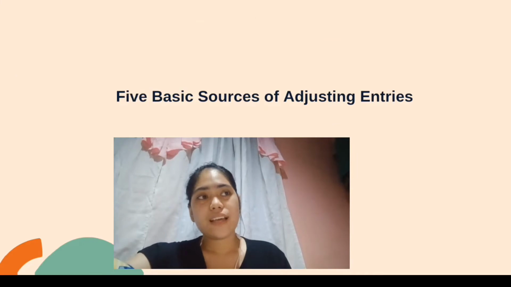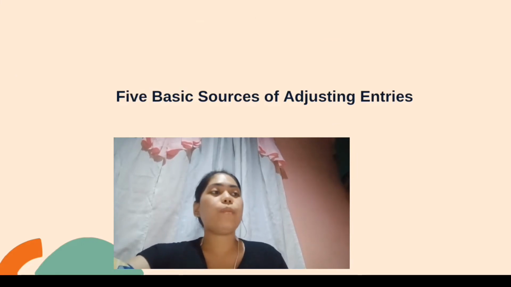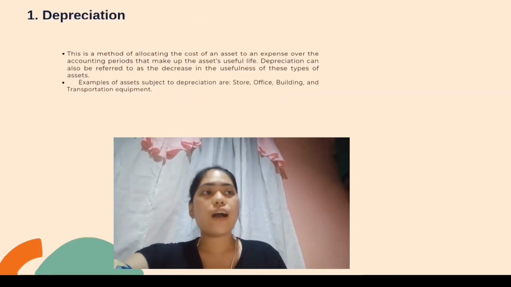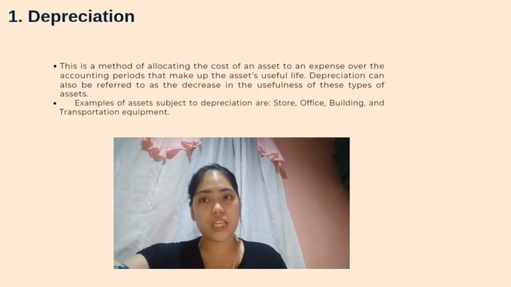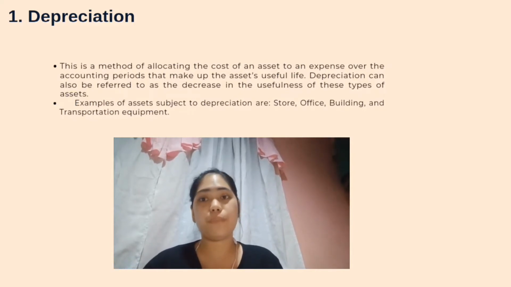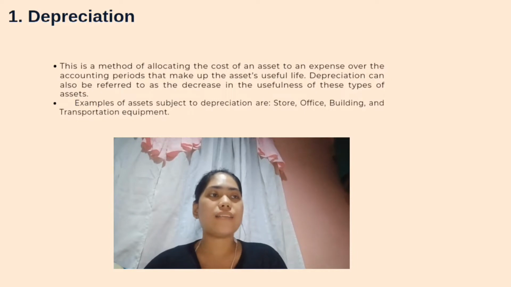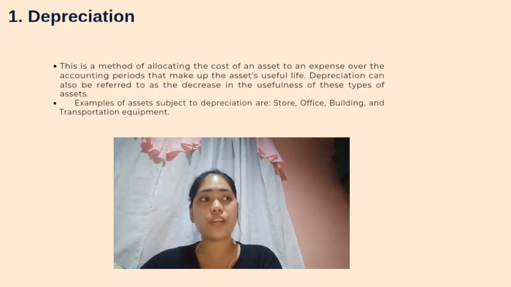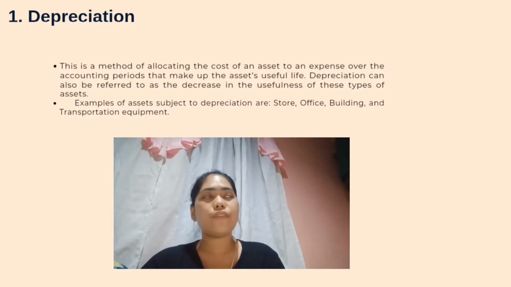Adjusting entries have five basic sources. First, we have depreciation. Depreciation is a method of allocating the cost of an asset to an expense over the accounting periods that make up the asset's useful life. Depreciation can also be referred to as a decrease in the usefulness of these types of assets. Examples of assets subject to depreciation are the store, office, building, and transportation equipment.